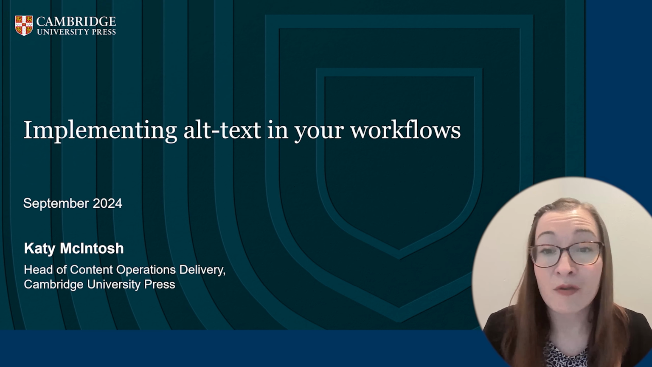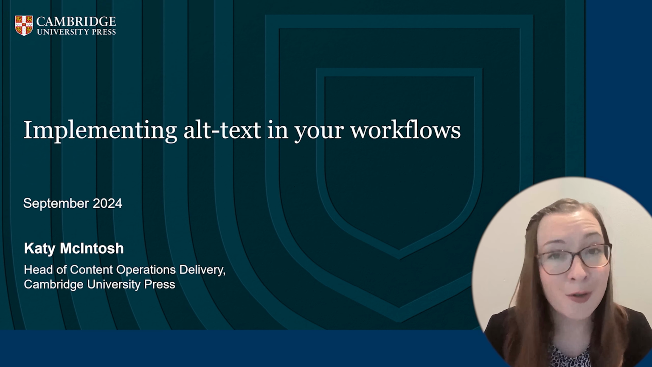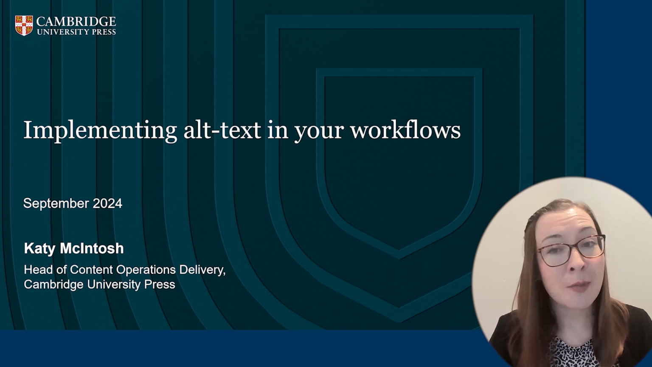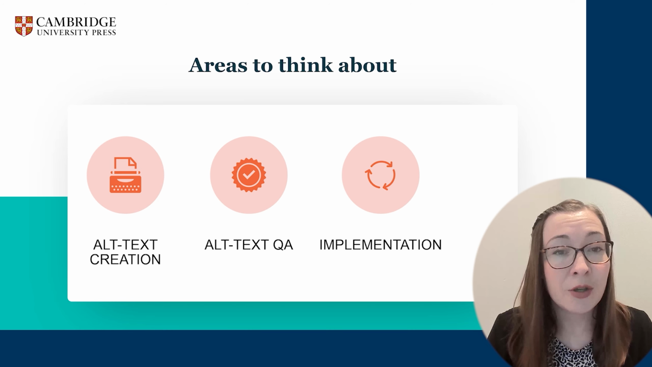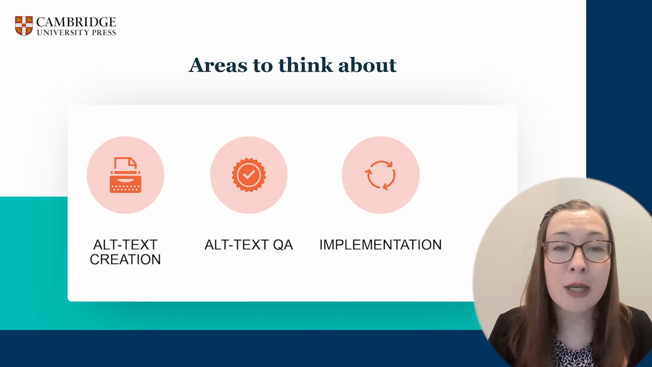I'm also mainly going to speak about Frontlist. Like many publishers, we're not as far along with our backlist plans. Hopefully that's reassuring to hear if that's the case for you too. So I'll only touch on that briefly at the end. I'm going to talk through some things you should be thinking about when incorporating alt text into your workflows and different options you may want to consider. So when it comes to Frontlist, I've broken things down into 3 areas. 1, alt text creation. 2, alt text QA, and 3, the implementation itself.